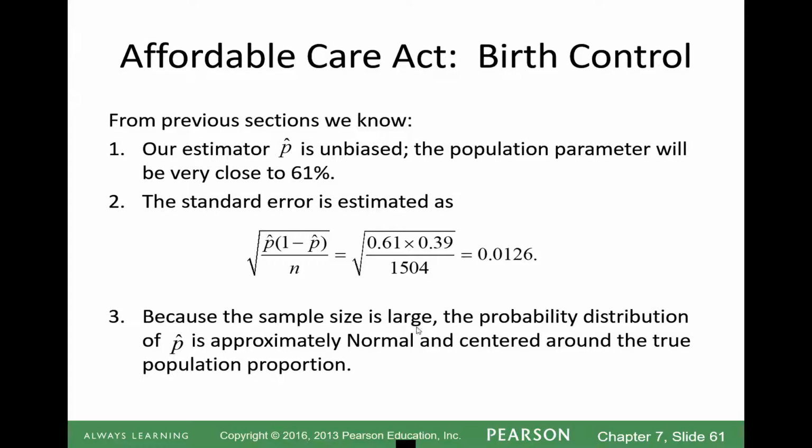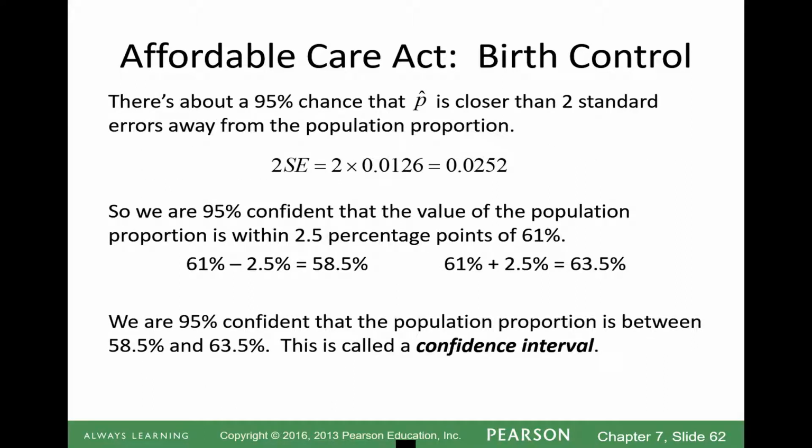Because the sample size is large, the probability distribution of p hat is approximately normal, centered around the true population proportion. So the larger the sample gets, the more it behaves like the population, and we have a relatively large sample here. There's about a 95% chance that the sample proportion is closer than two standard errors away from the population proportion. And that's two times the standard error.